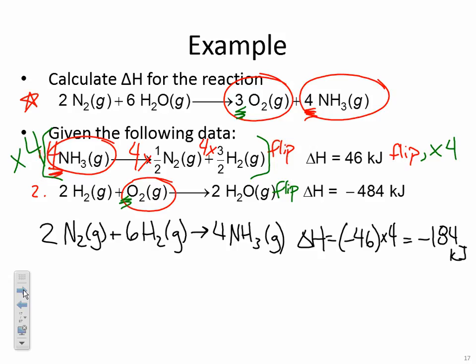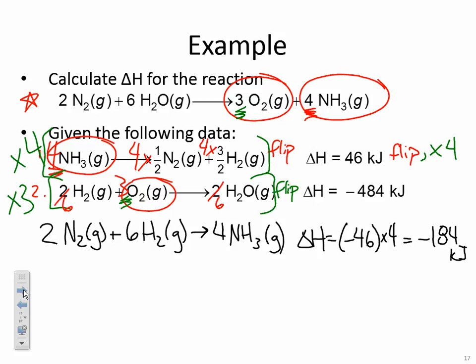So, like with the other one, I need to multiply this entire equation by 3. So instead of 2 H2 gas, I'm going to have 6 H2 gas. I'm going to have 3 O2. I'm going to have 6 H2O. So I need to flip it and multiply it by 3. So I'm going to rewrite the equation. See, the rewriting becomes very helpful, because then you can keep your manipulations very, very clear. So I'm going to flip this thing and multiply it by 3.